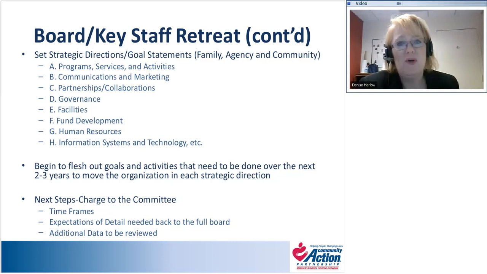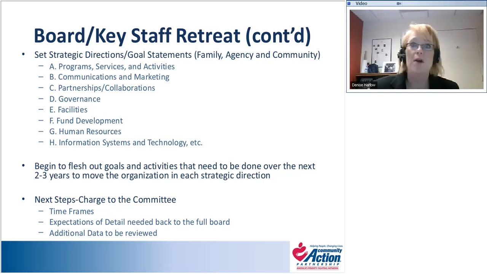Oftentimes in a planning retreat, what's the next step? Where are we headed next? What I've typically done with organizations, again, no one right way, these are just some basics: let's talk about some key strategic, typical areas where agencies need to focus. Programs, services, and activities, oftentimes it's the easiest place for us to hang our hat. What about our Head Start program? What about our Energy Services Department? What about our housing program? What about our family development program? Let's talk programs. But a strategic plan isn't just about programs, right?